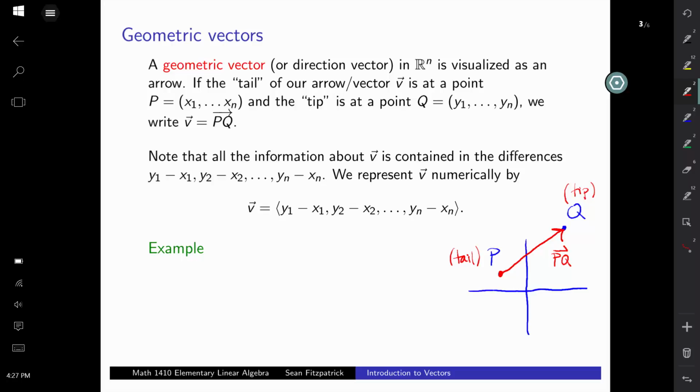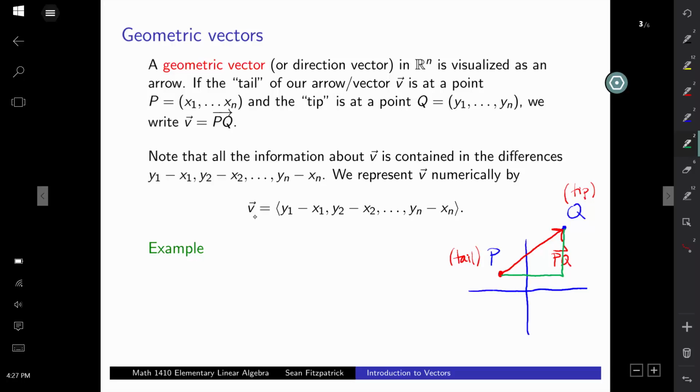I can kind of take this vector and I could break it down. I could draw this triangle in, right? And I could break it up into sort of horizontal and vertical pieces, and the length of the horizontal piece is going to be the difference between the x coordinates. The length of the vertical piece is going to be the difference between the y coordinates.